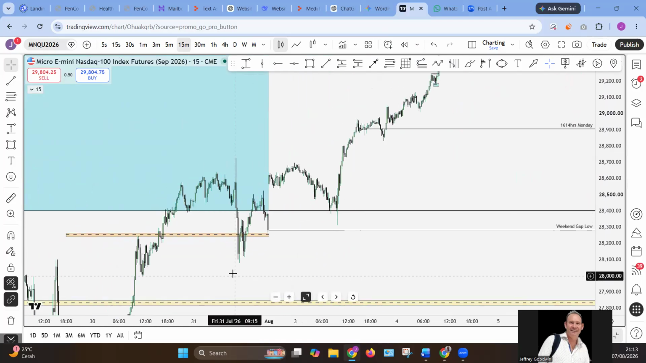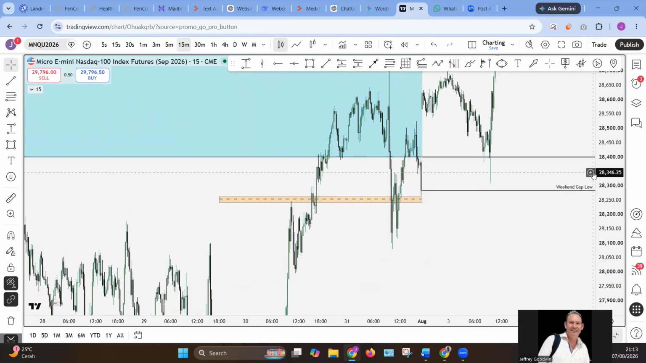Ideally, you enter as it goes above there. Now, there's a bit of a double top. If you'd entered there, you would have had drawdown, but if you had a stop loss, you would have been protected down there. It wasn't the best trade, but it definitely went up. Does everyone see that? Yeah.